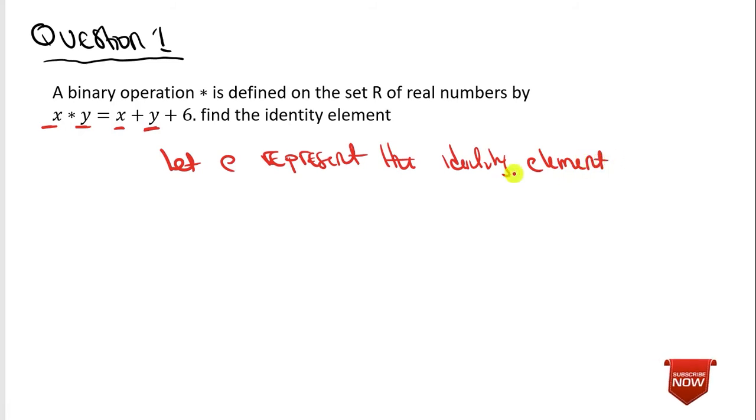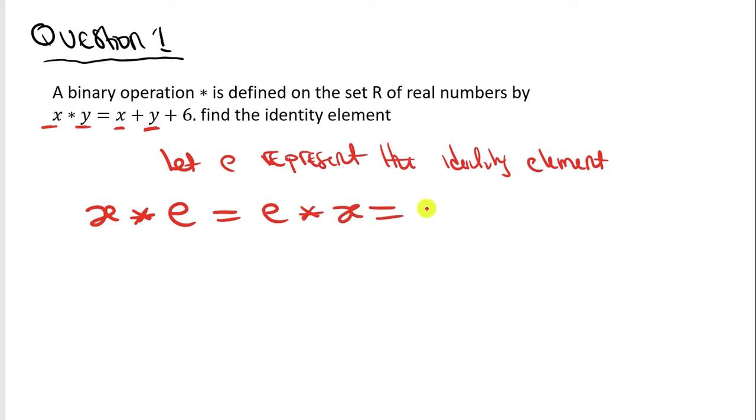So now that we have E to represent the identity element, the next thing you are going to do is write the basic condition for the identity element. That is, X operating on the identity element is the same as the identity element operating on X, and this should give us X. This is the basic condition that you have to write.